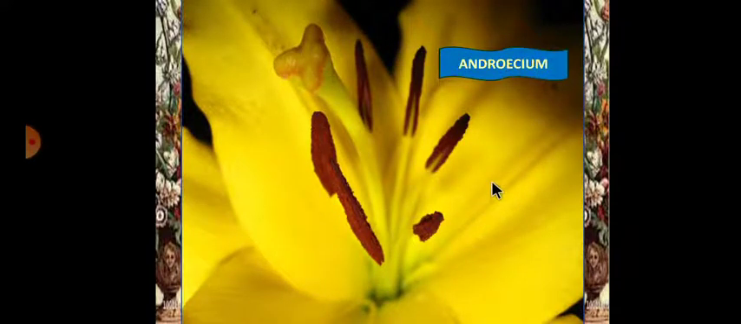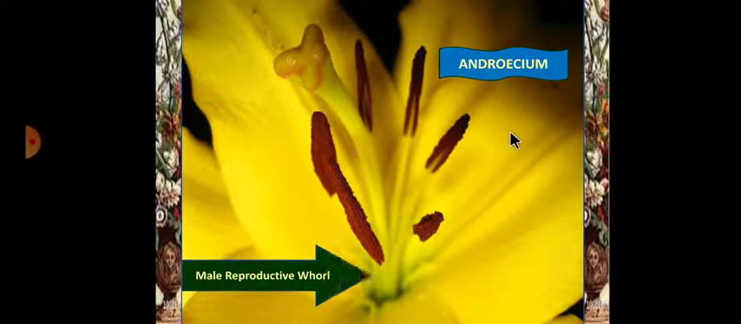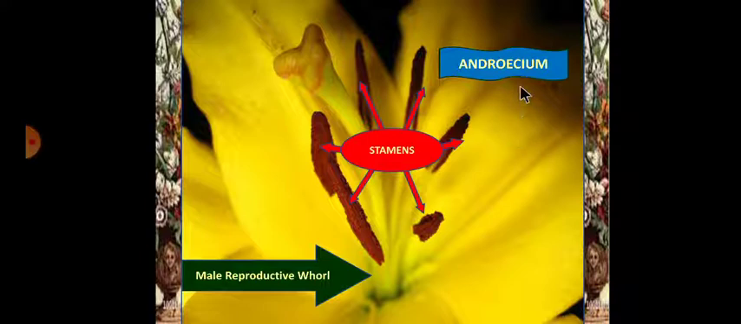So this is a flower which is having a male reproductive structure called an androecium. Androecium is made up of individual units called a stamen. So all these structures which you are able to see in the PPT slide are called a stamen. Stamens in a group form the androecium, or individual units of androecium are called stamens, and androecium is said to be the male reproductive whorl of the flowering plants.